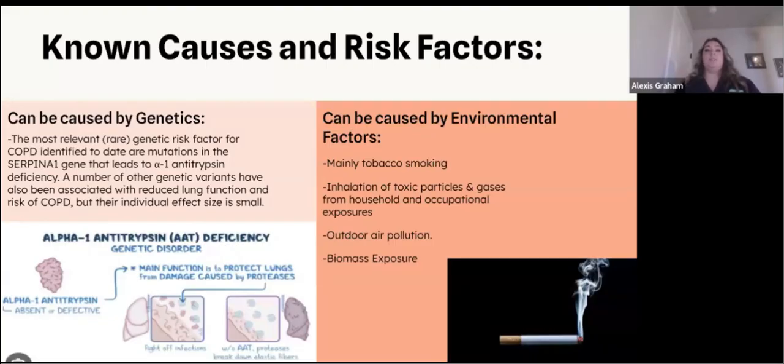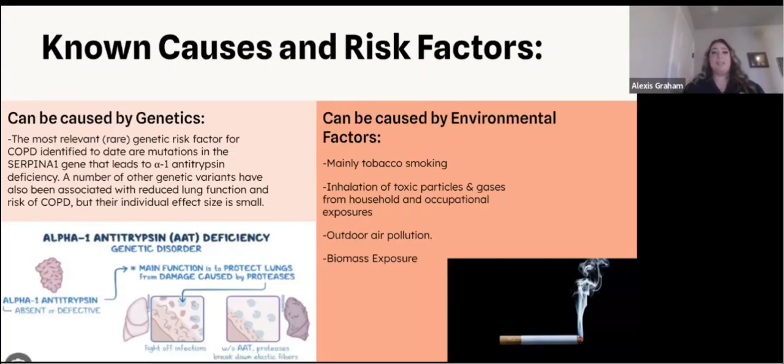So, known causes and risk factors. These can be caused by genetics or environmental factors. For the genetic side, the most relevant, and also rare, genetic risk factor for COPD identified to date are the mutations in the SERPINA1 gene that lead to an A1 or alpha-1 antitrypsin deficiency. A number of other genetic variants have also been associated with reduced lung function and risk of COPD, but their individual effect size is small.